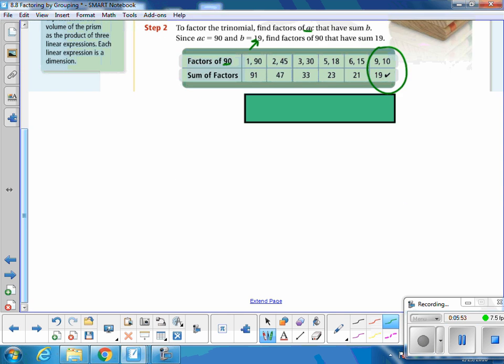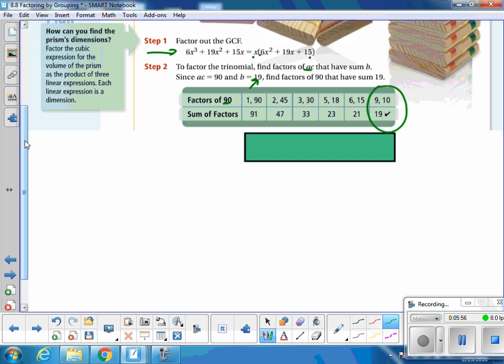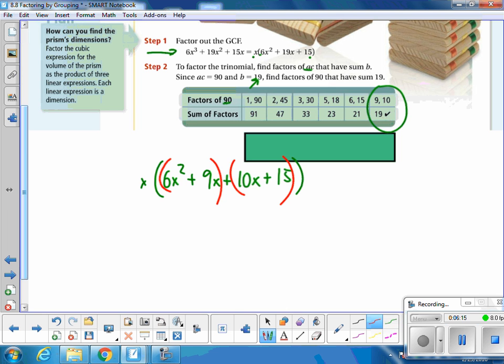So this tells me that I can rewrite this as x times 6x squared plus, I'm going to take my 19x and break it into its two pieces, 9x plus 10x, plus 15. And now I'm looking at this and I can do some grouping here, and then I can factor within this. In the 6x squared plus 9x, I can pull out a 3x. So I have 2x plus 3.